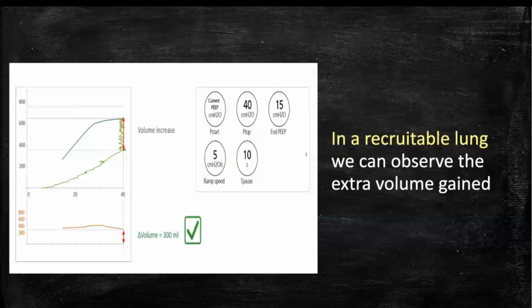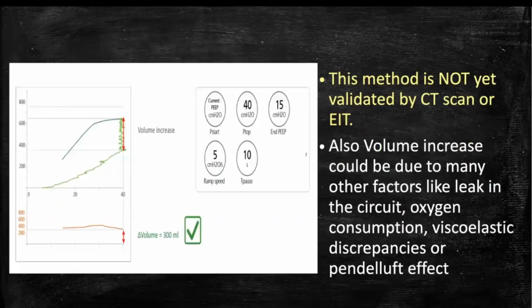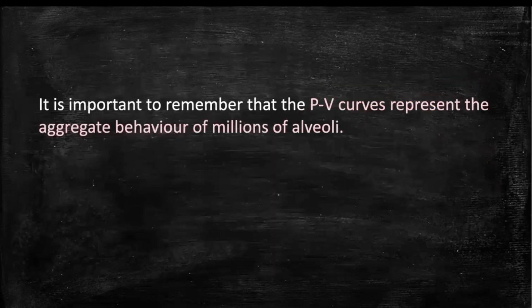So if it is a recruitable lung, you can see that there is an increase in the volume like this, okay? And similarly, you will see that if it is a recruitable lung, you will have a good hysteresis, while if the lung is not recruitable, you will have a poor hysteresis. So this is how you can differentiate by this technique whether the lung is recruitable or not. But this method is not validated by CT scan or electrical impedance tomography. Also, there are some caveats because the volume loss can be because of many other factors like circuit leak or oxygen consumption, etc.